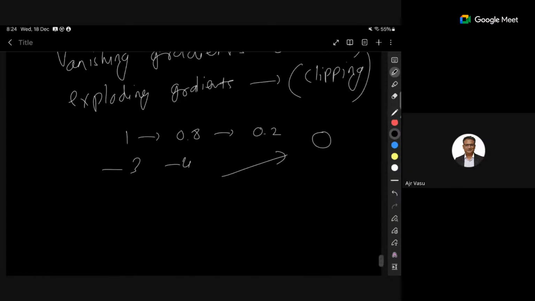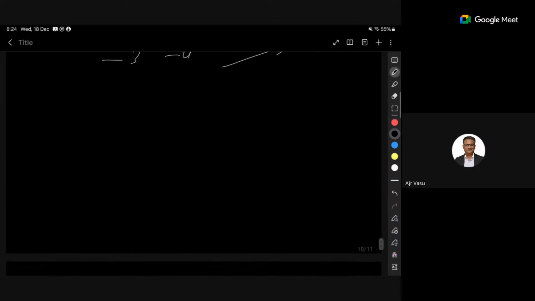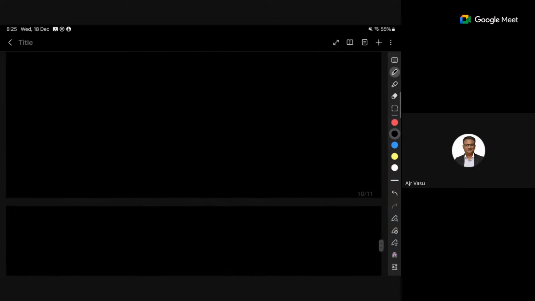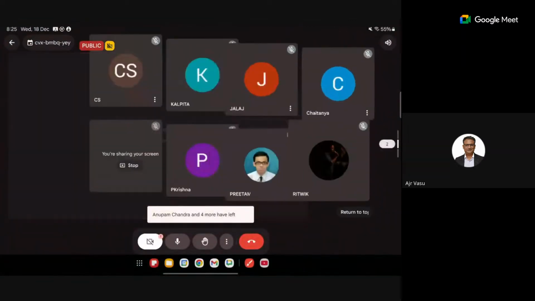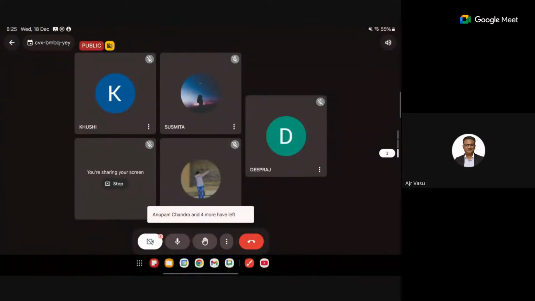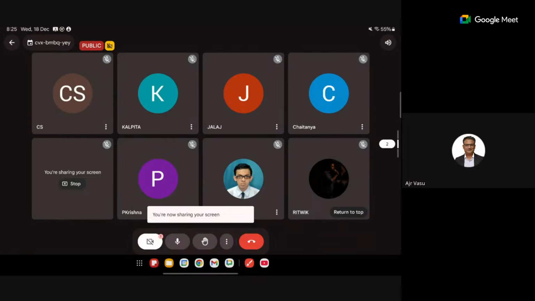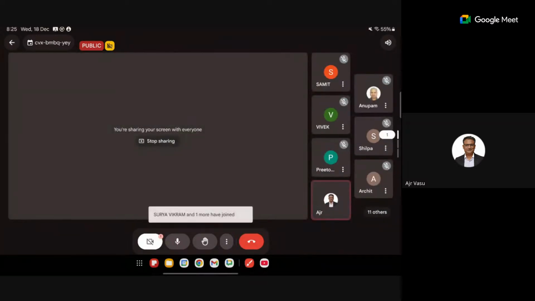Okay, fine. So this is on LSTM and GRU. That covers week 10. I think Krishna is there. He will cover transformers. Krishna, are you there? Can you hear me? Yeah.